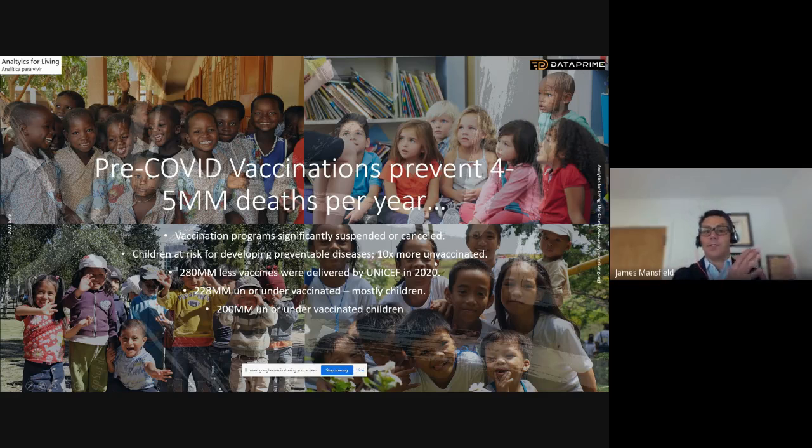So if you're saving 4 to 5 million lives per year, now you have 10 times the number of patients that are not vaccinated. Well, that number of deaths really could be much more than 4 to 5 million. Hopefully not, but certainly that's the risk that you have. And the waterfall is there's about 280 million fewer vaccines delivered, 228 million under-vaccinated, and then 200 million. I tried to pick a couple of different regions, like North America or the U.S., and other places, Asia, Latin America, and Africa.